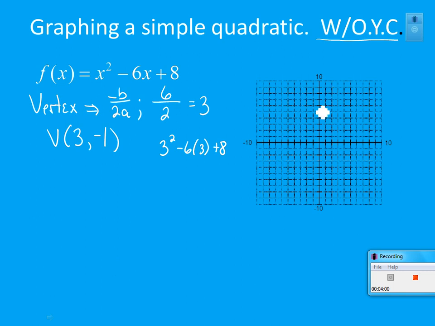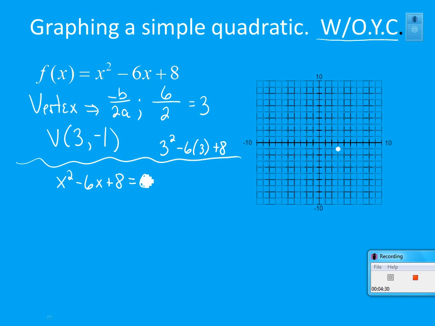So if I come over to my graph, I can go over 3 and down 1. Boom. There's my vertex. Well, we know that's not enough information to graph the quadratic. So now I'm going to figure out any x-intercepts. To figure out any x-intercepts, I'm going to set x squared minus 6x plus 8 equal to 0.